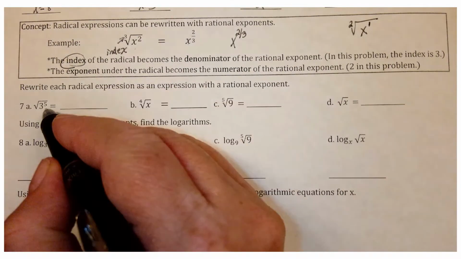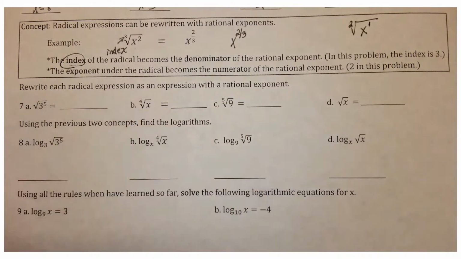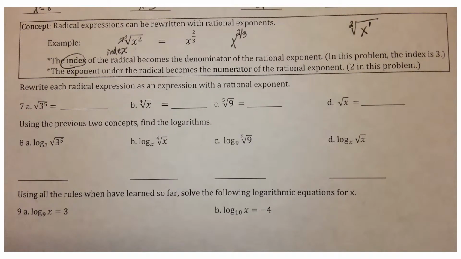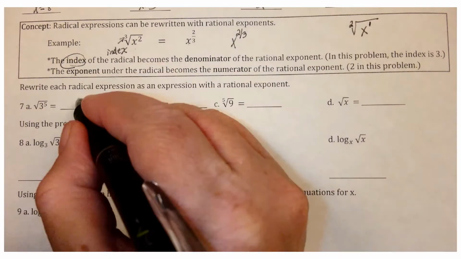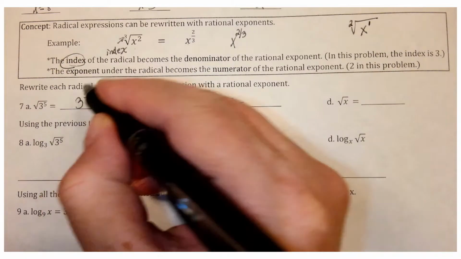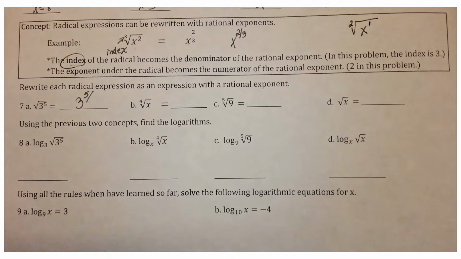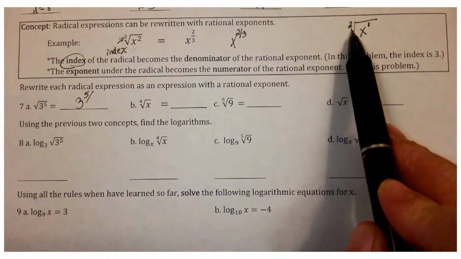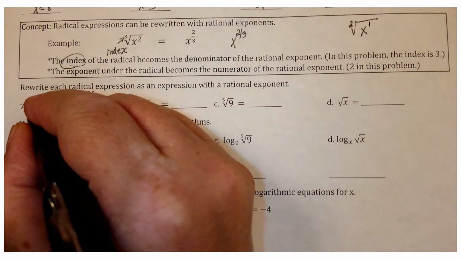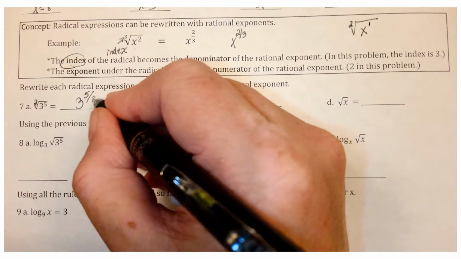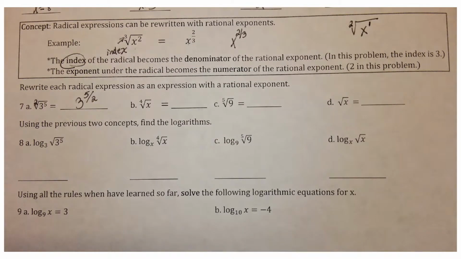So let's figure out what we have here with 7a. Again, we're just rewriting this radical expression to be an expression with a rational exponent. So our base is 3. Our exponent here is 5, so we're going to write that first. And then what is our index? This does not have a little number right here. Remember that this is going to be similar to this. So it's a square root, so our index here is just a 2. So this ends up being 3 to the 5 halves. And that 5 halves is your exponent.